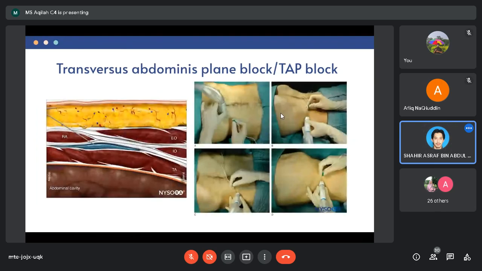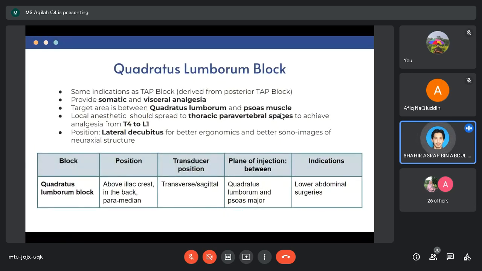Next. We can use it for post-spinal after cesarean; we can give a TAP block to the patient. You can use it for hernia too. Then quadratus lumborum block is a more advanced block compared to TAP because it involves a deeper structure. There are a few approaches, and it can cover from T4 to L1. It must be performed in lateral position because it is more posterior. Usually we need to use a curvilinear probe because of the deeper structure.